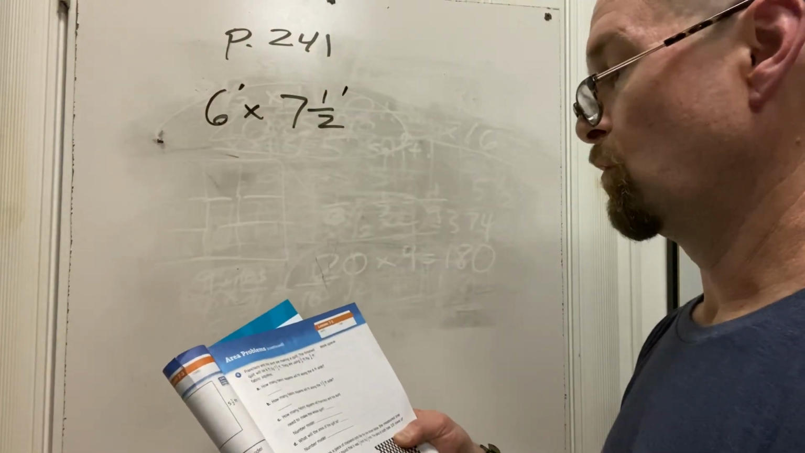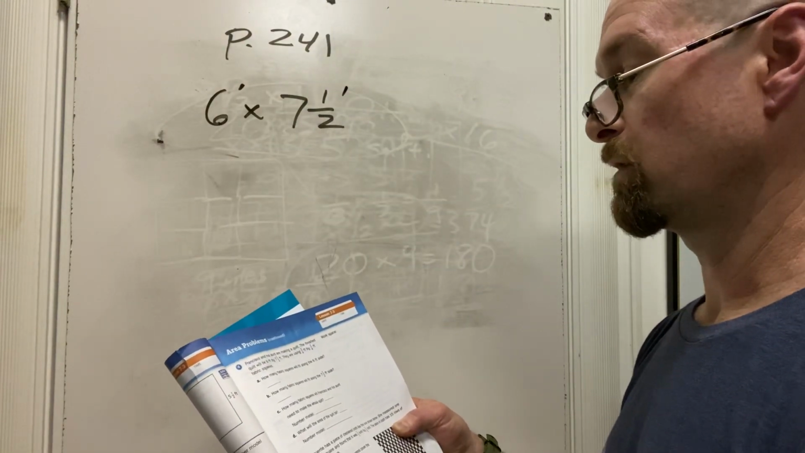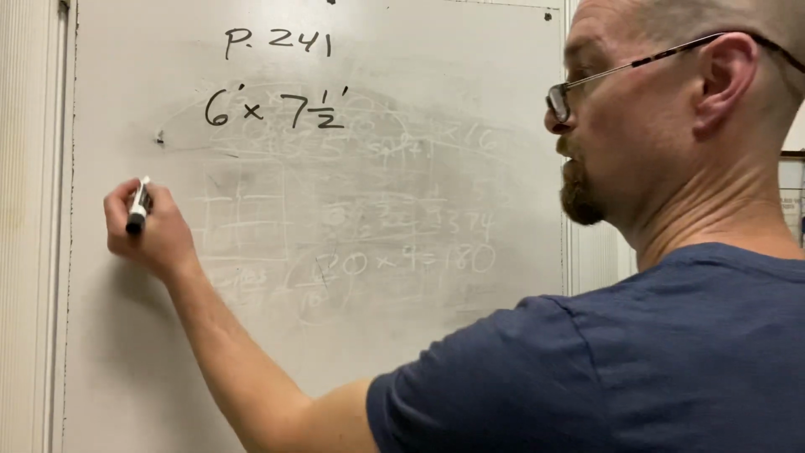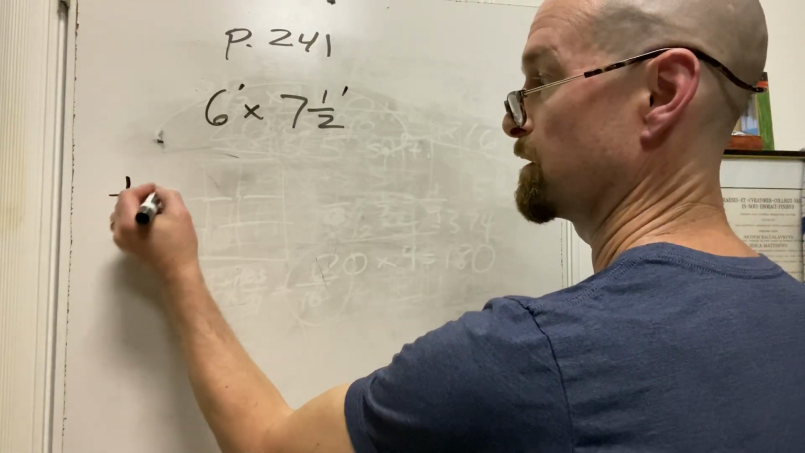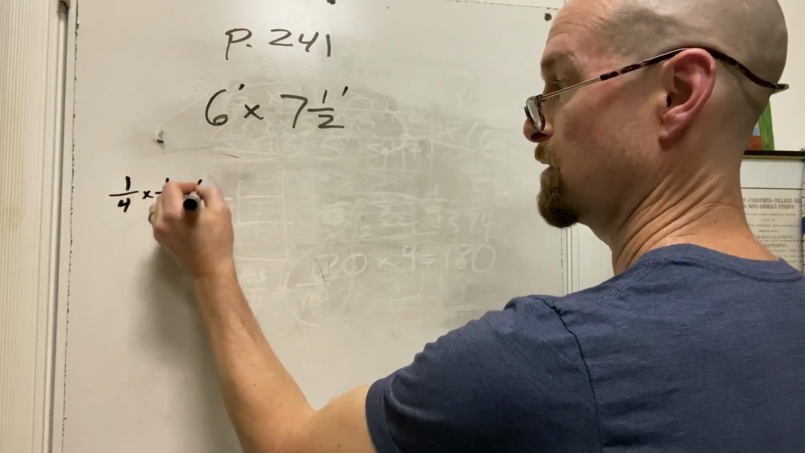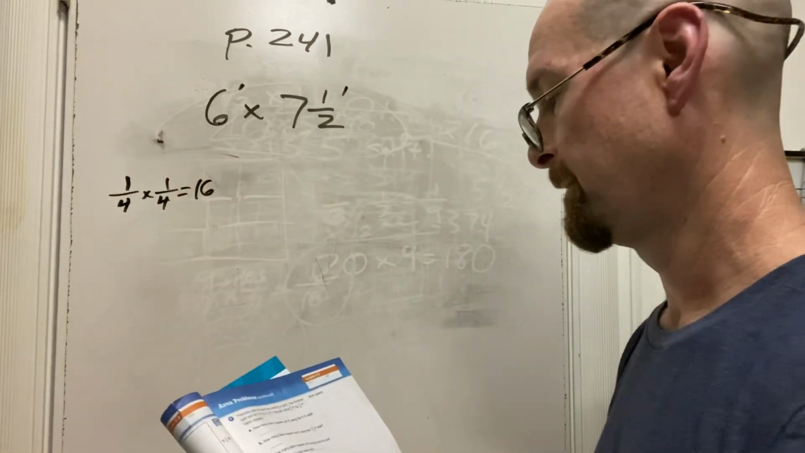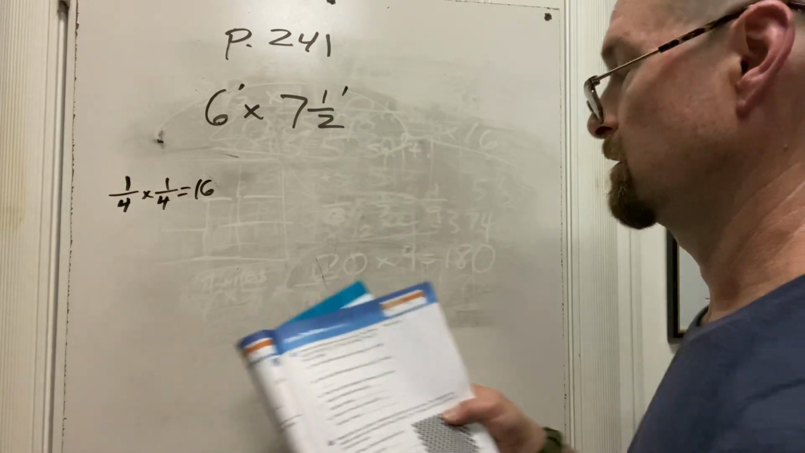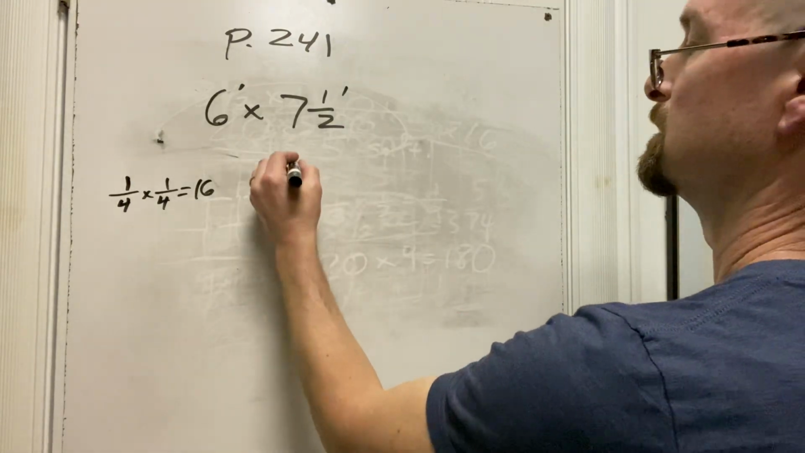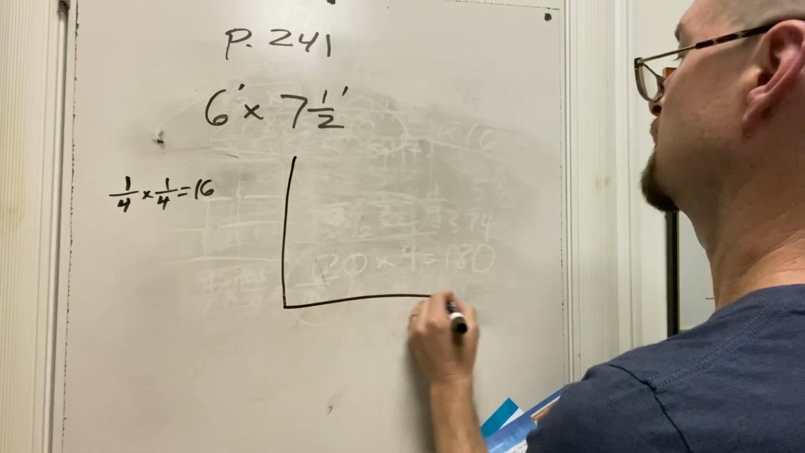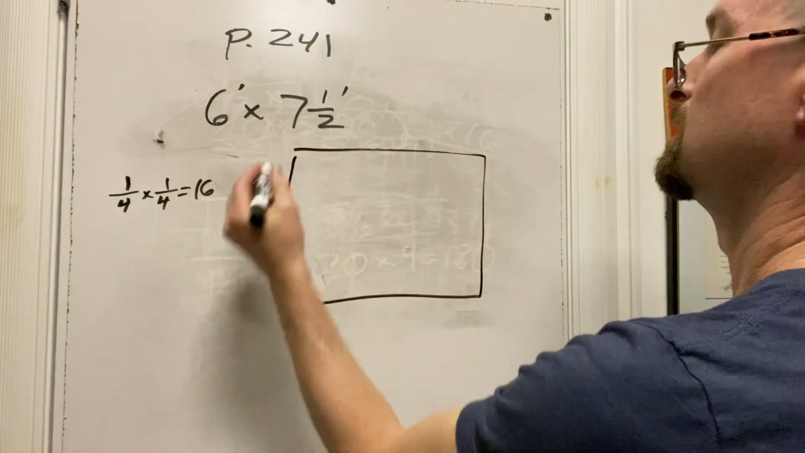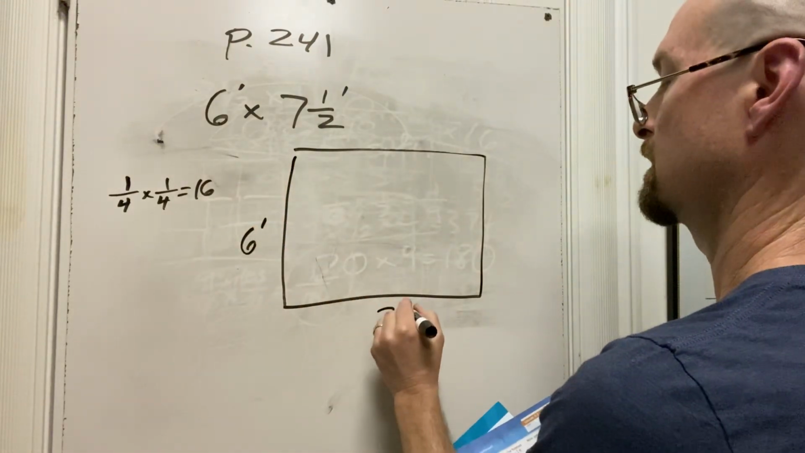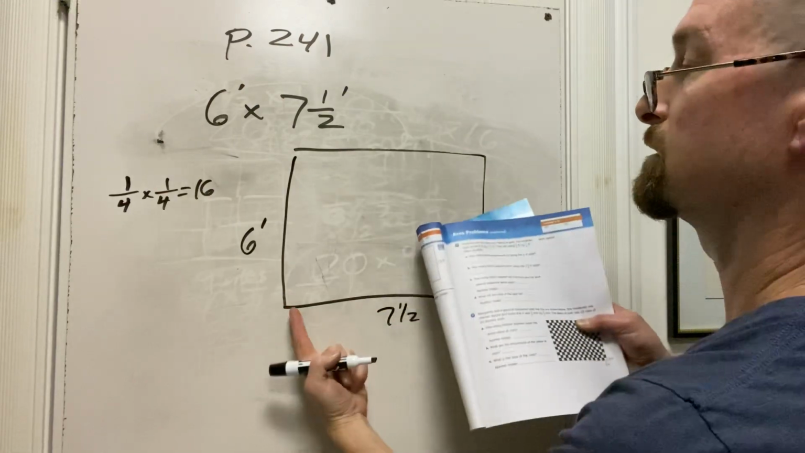They're using 1/4 of a foot by 1/4 of a foot fabric tiles. So already in my head, I'm thinking, a fourth times a fourth is a 16. So I'm probably going to have to use 16 somewhere in here. How many fabric squares will fit along the 6-foot side? Let's say this is 6 feet and 7.5 feet. So how many tiles does it take to go this way?